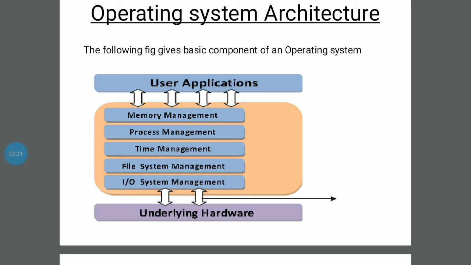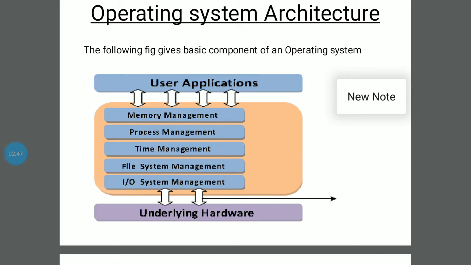File system management is nothing but a collection of files which contain information, and the files can be in any format. And IO system management: whatever input or output is connected to the system, how it can be managed and how they can communicate with each other, that is done by the IO system management. So these are all the services provided by the kernel, that is, the operating system.